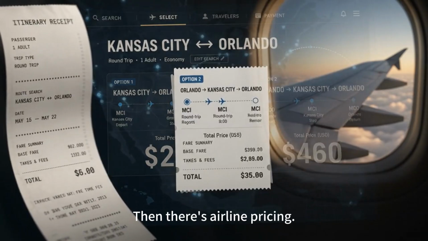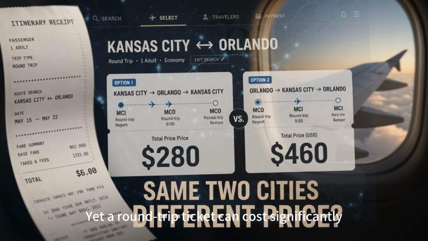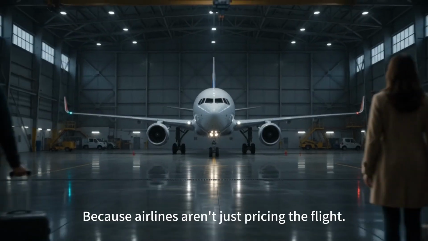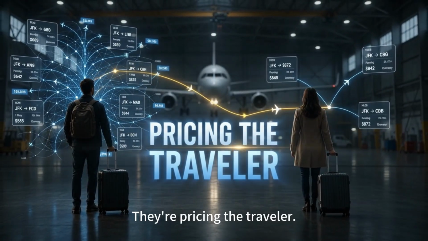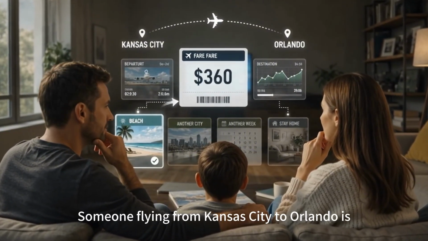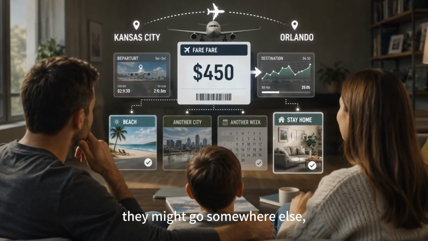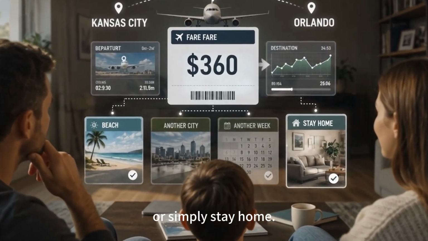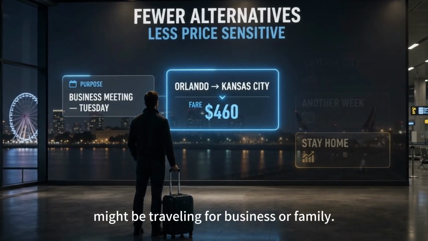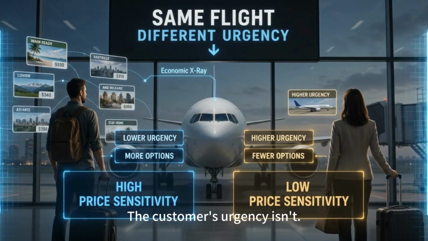Then there's airline pricing. Take two cities, same route, same distance, same plane. Yet a round-trip ticket can cost significantly more depending on where your journey starts. Why? Because airlines aren't just pricing the flight, they're pricing the traveler. Frank uses flights between Kansas City and Orlando as an example. Someone flying from Kansas City to Orlando is likely a tourist heading to Disney World. If tickets get too expensive, they might go somewhere else, pick another week, or simply stay home. They're price sensitive. Someone flying out of Orlando to Kansas City might be traveling for business or family. They may have fewer alternatives. The flight is identical. The customer's urgency isn't.